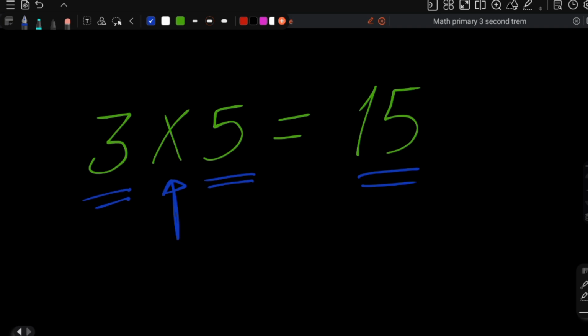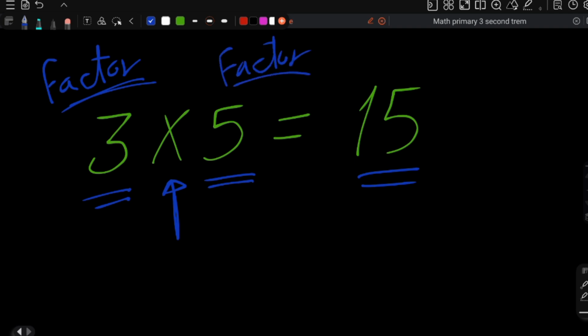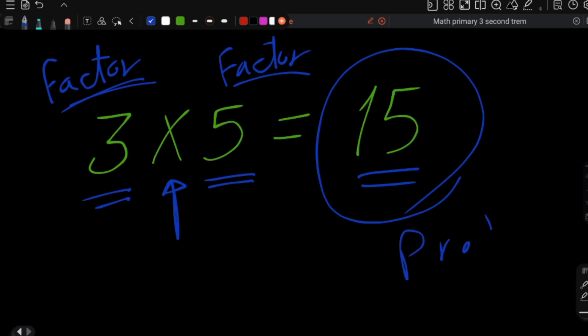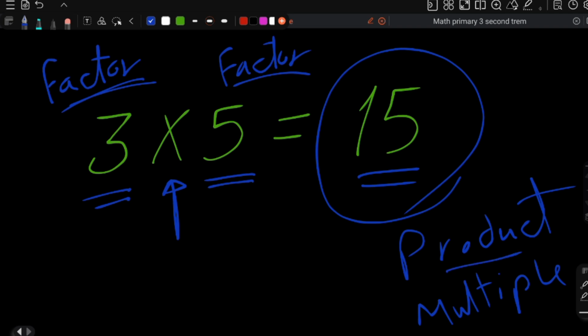Okay, so 3, I can consider 3 as a factor. Okay, factor. And 5 as a factor. And the meaning of factor here is 2 elements. If I multiply them together, I get a big number, and this number I can call product. Okay, can call it product or multiple, but the common one here is product. So let's work with the product.